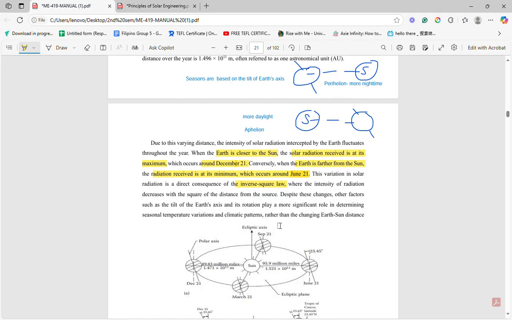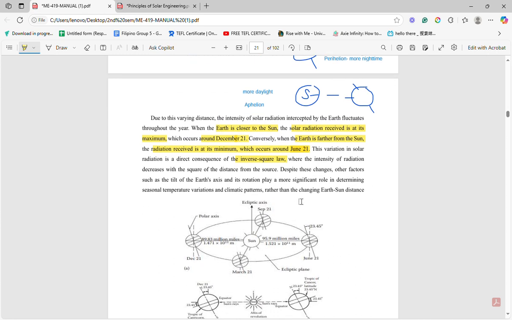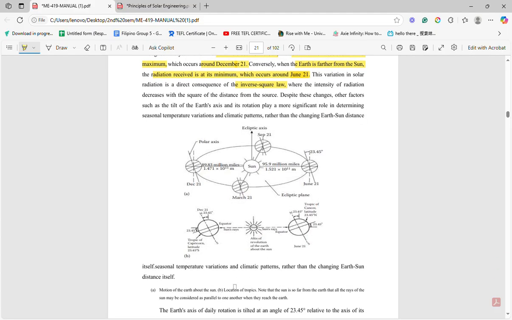Despite these changes, other factors such as the tilt of the Earth's axis and its rotation play a more significant role in determining seasonal temperature variations and climatic patterns rather than changing Earth-Sun distance itself. Seasonal temperature variations and climatic patterns.